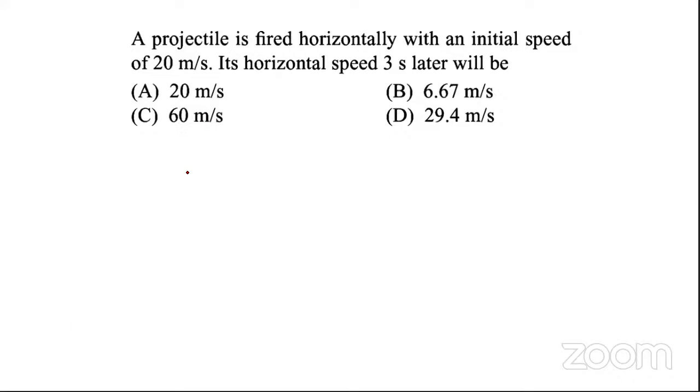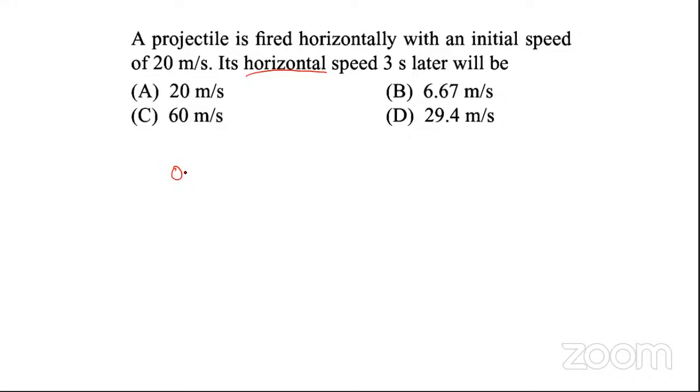But as the projectile is moving further, there's a gravitational force acting on it, right? It will pull it down, so speed might get affected. Yes, the speed will get affected, but in the question it has been asked for only the horizontal speed. Yeah, that would be the same. So only the horizontal component of the speed is to be taken into consideration.